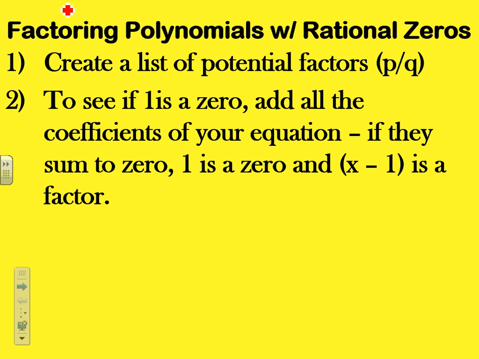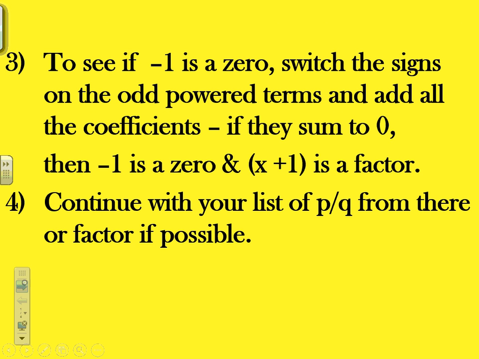So here, what it's telling you to do is still create a list of the potential factors. Now, I'm not actually going to do that first. I'm going to probably do that second. First thing I want to do is see if 1 is a 0 and if negative 1 is a 0. So make sure you get this second part copied down, as far as the guide that tells you how to identify if a positive 1 or a negative 1 is a root.